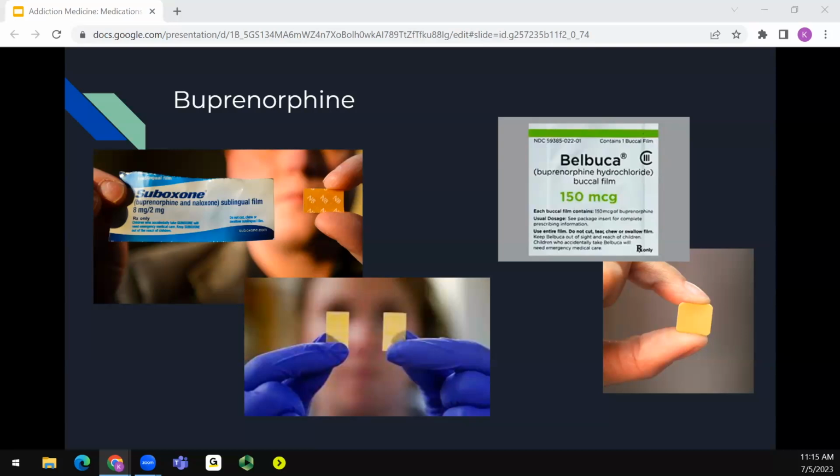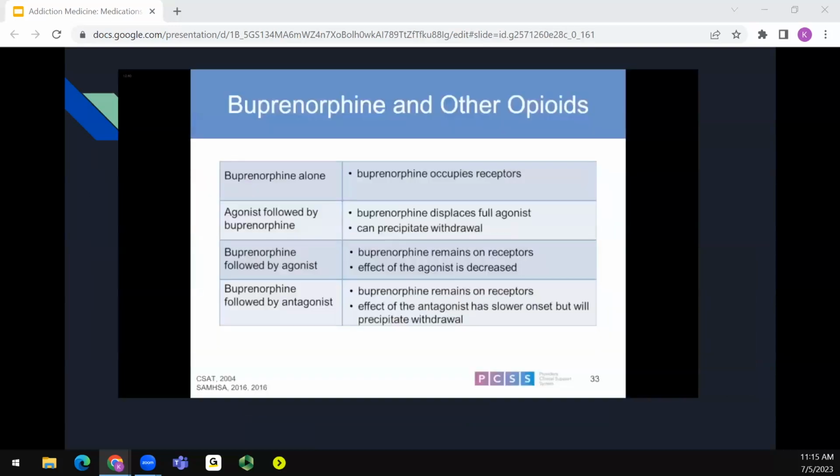patients taking buprenorphine. Again, it's important to understand how buprenorphine interacts with other opioids, especially when managing OUD in the ER and the OBS unit. So if you give buprenorphine, it occupies the receptors. If you give an agonist followed by buprenorphine, it will displace the agonist and can cause precipitated withdrawal. If you give buprenorphine followed by an agonist, the buprenorphine will stay on the receptors and the effect of the agonist is decreased. And then if you were to give buprenorphine followed by an antagonist, it will stay on the receptors, but the effects of the antagonist has slower onset, but will precipitate withdrawal eventually. But these are just kind of generalizations.